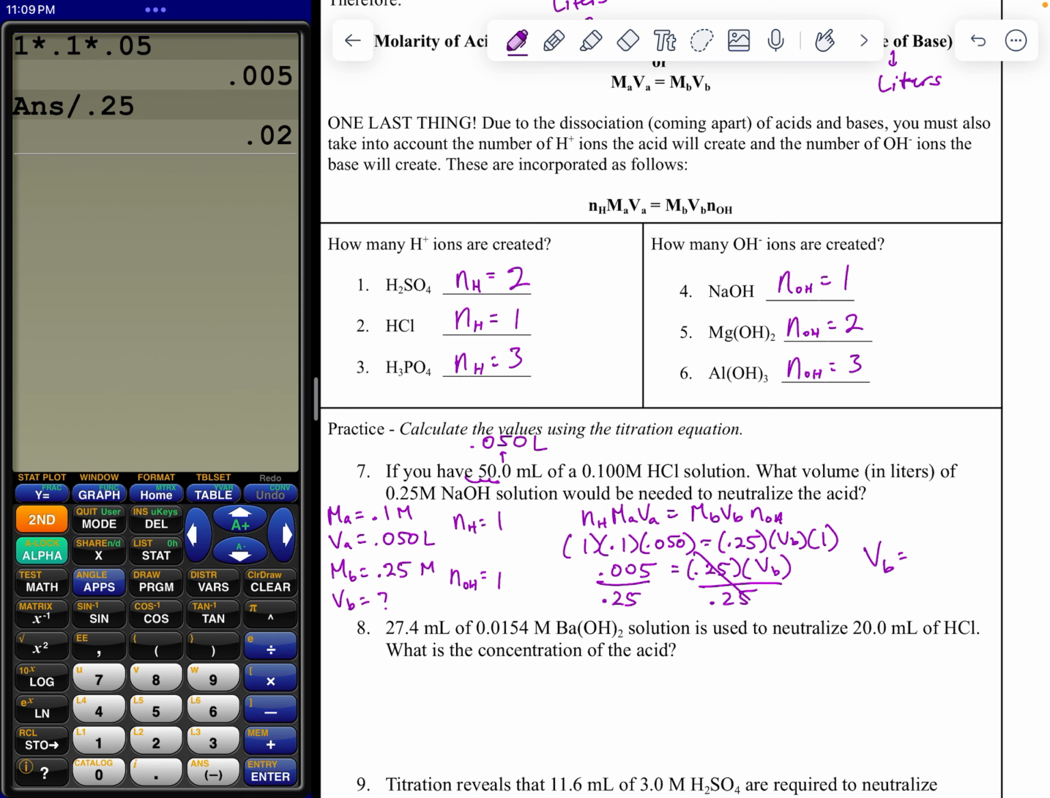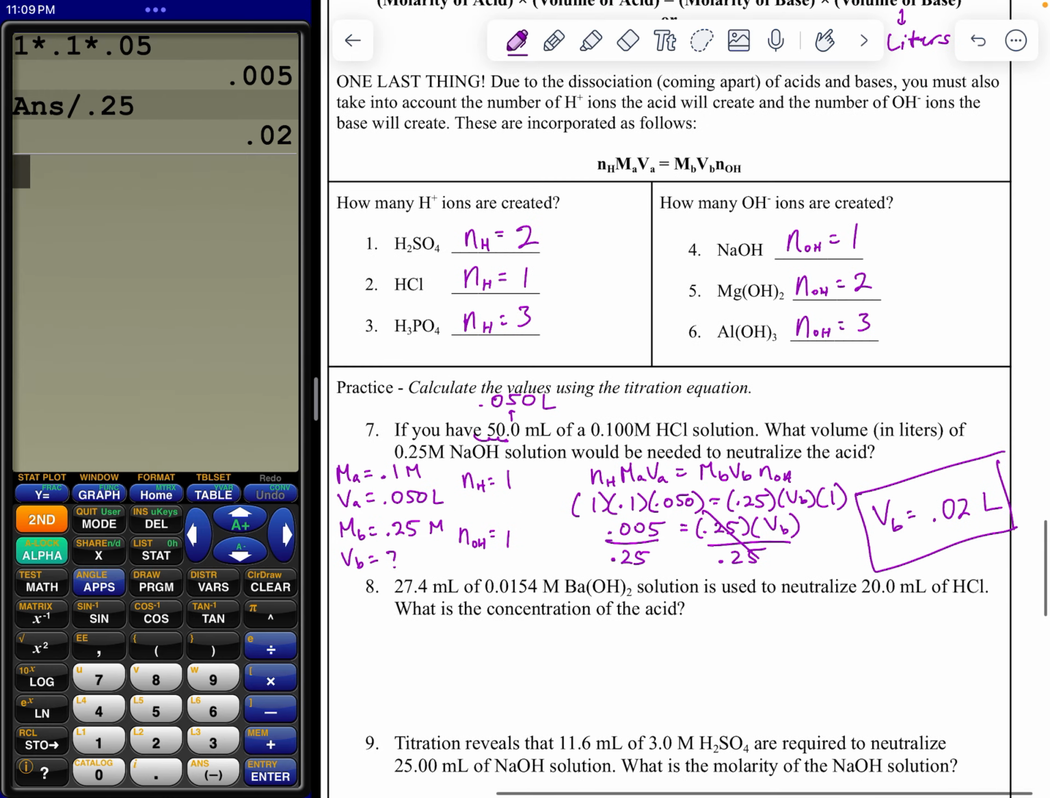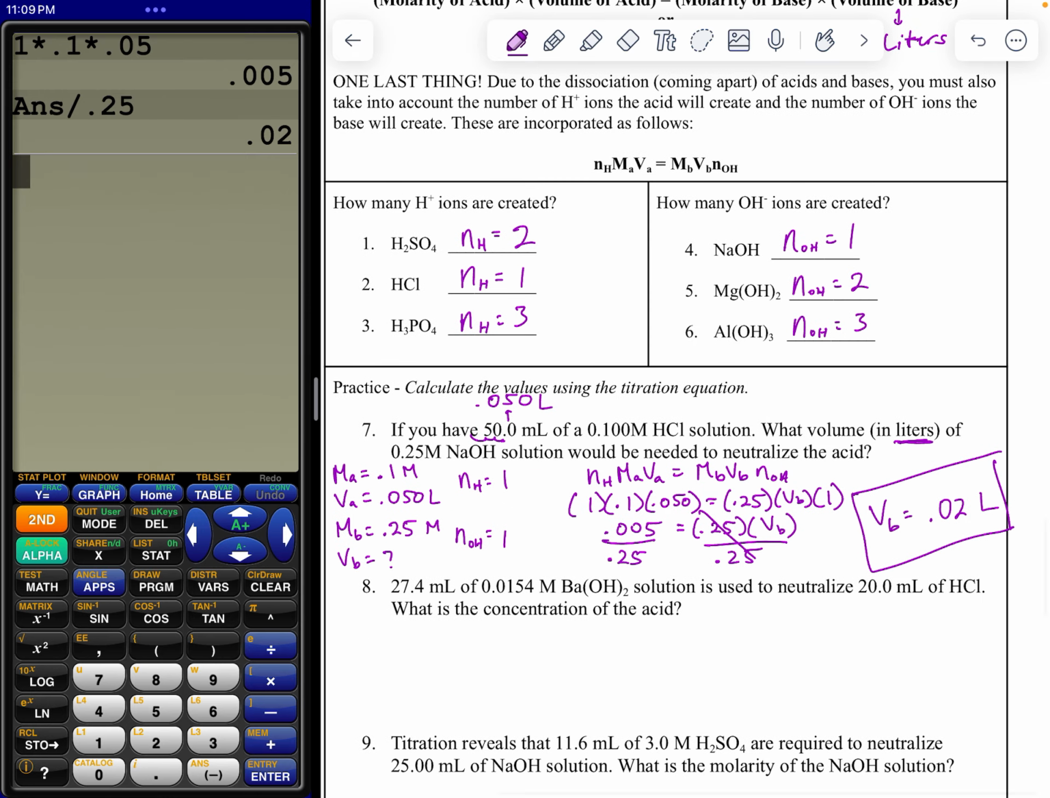And we end up with about 0.2 liters of our base that we would need to neutralize that amount of acid with that concentration, right? So again, note that my answer is going to be in liters because we converted to liters before. You have to, right, when we were using molarity.